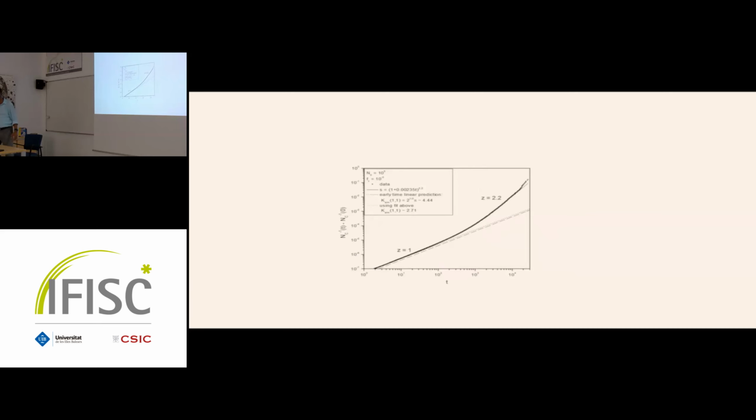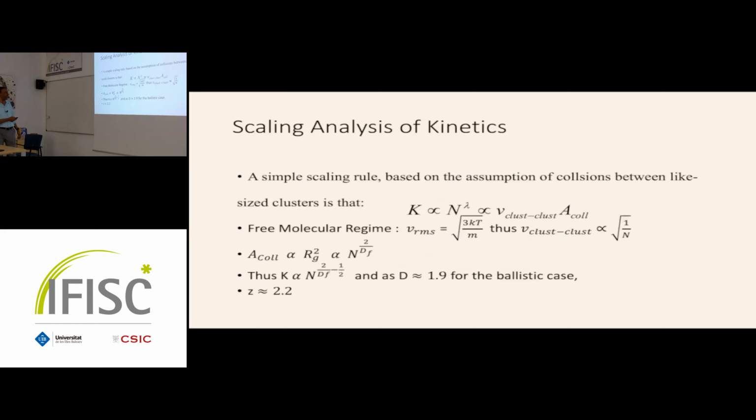So how do you figure out this exponent of 2.2? We did some scaling analysis to figure out exponents in various regimes. I'm going to quickly go over that, not spending a lot of time. Mainly, there are two parts to the scaling analysis. One part is that this kernel K that drives the kinetics, you can write as size to the power lambda, where lambda is the homogeneity exponent, which for DLCA is 0.